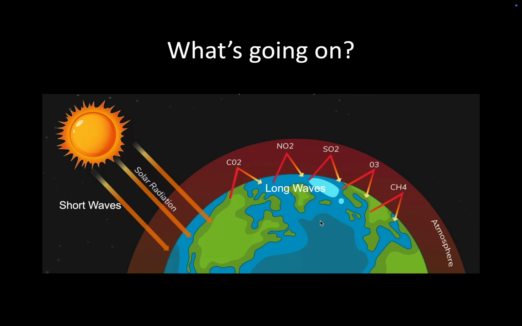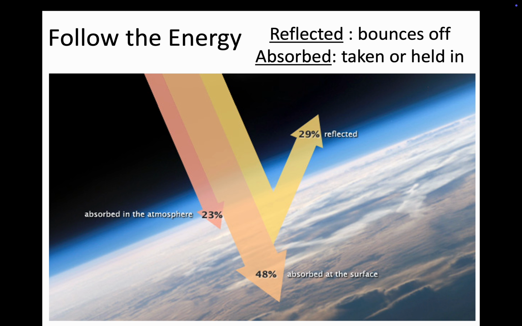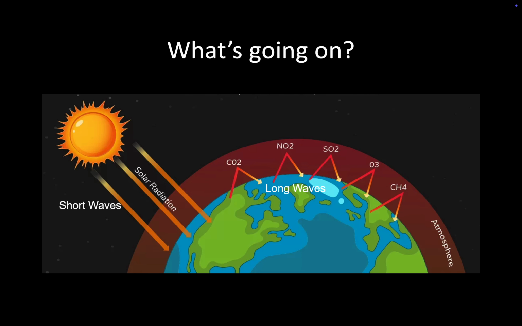All right, so let's put this all together. So what's going on? Well, one, we know that solar radiation is being sent to the Earth in short waves. Some of that solar radiation, a good portion of it, is getting reflected back. Let me jump back to that screen real quick to remind you: 29% of it is getting reflected, 23% gets into the atmosphere, but 48% gets to the actual surface of the Earth. Some of it is absorbed, some of it is reflected again.